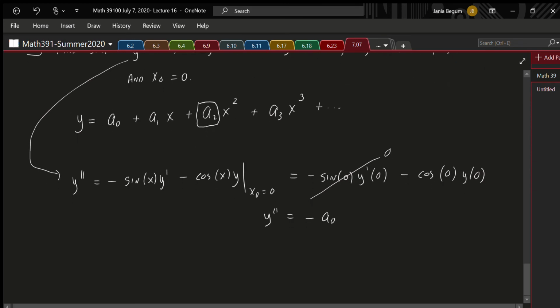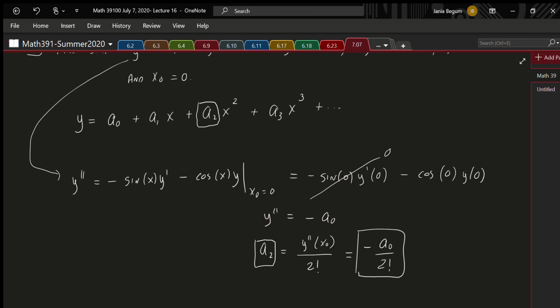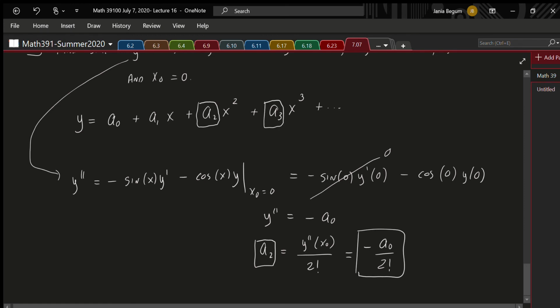So we know that a2 is going to be y double prime, which is f, as we wrote down before, evaluated at x naught over 2 factorial. So our a2 is going to be negative a0 over 2 factorial. You see how quickly you can get the coefficient without even worrying about the recurrence relation. But there's always a downside to everything, so it's okay. We found one of the coefficients. Let's go for a3. I'll give you guys a few seconds to come up with that.